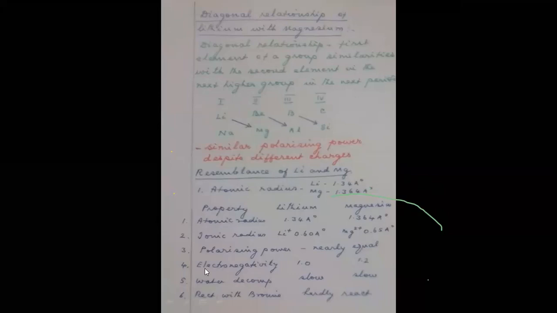Now we are going to see this diagonal relationship is due to the similar polarizing power despite the different charges, because lithium is +1 charge, magnesium will be found in +2 charge. So this is the diagonal relationship, the reason behind the diagonal relationship.